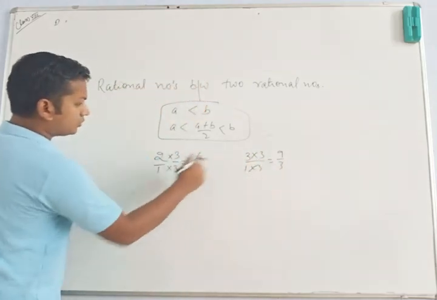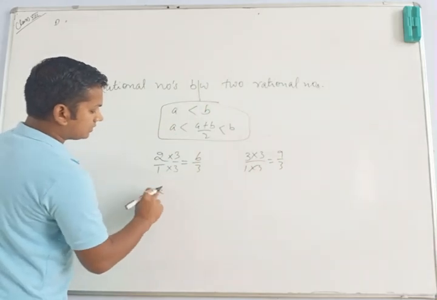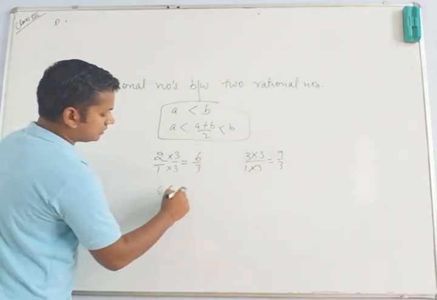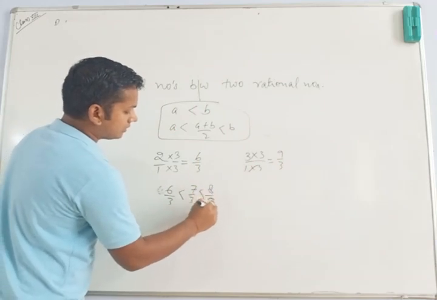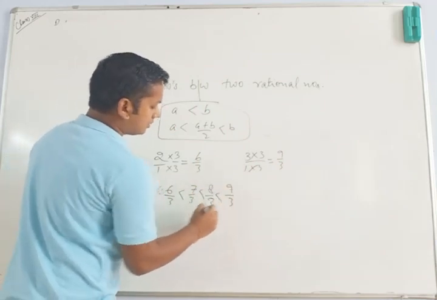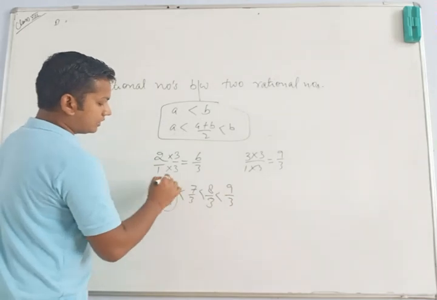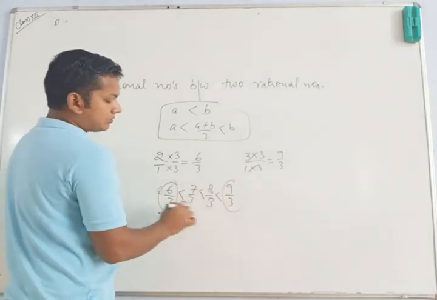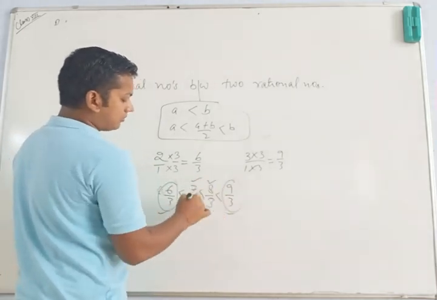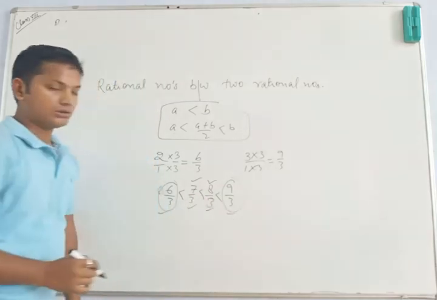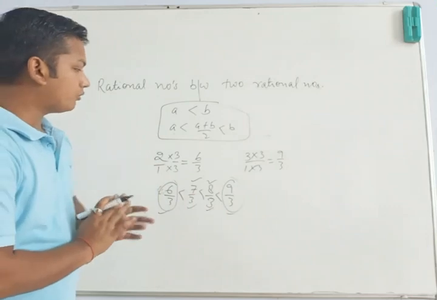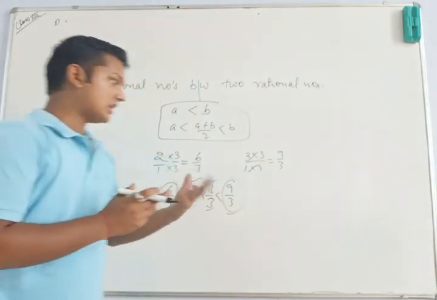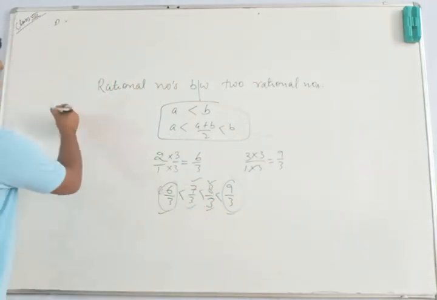So between 2 and 3, that is, 2 is 6 upon 3, then 7 upon 3, 8 upon 3 and 9 upon 3. So this is 2 and this is 3. Between these two numbers I have found two rational numbers, 7 upon 3 and 8 upon 3. Okay, so this is another method, which we use whenever we are given fractional rational numbers.